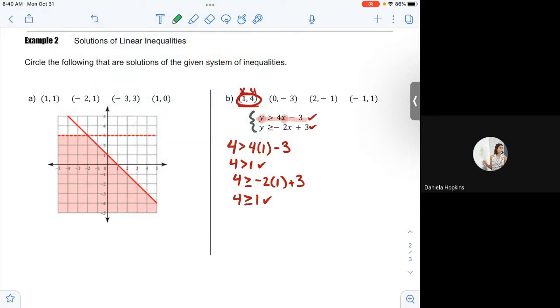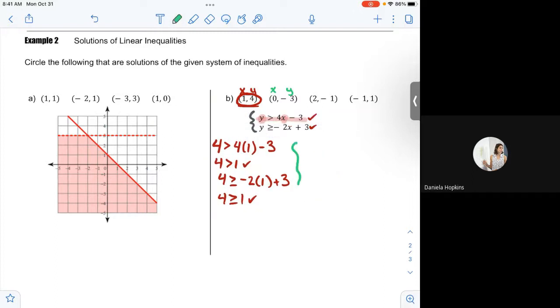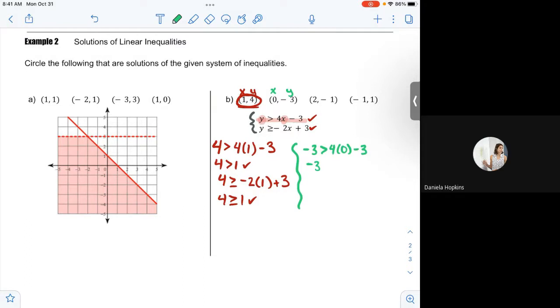So now I'm going to test this point, where that's my x, that's my y. Let me scoot this over. So now I'm going to plug into my first equation, negative 3, my new y, is greater than 4 times 0 minus 3. Well, 4 times 0 is just 0, and 0 minus 3 is negative 3. Negative 3 is greater than negative 3.